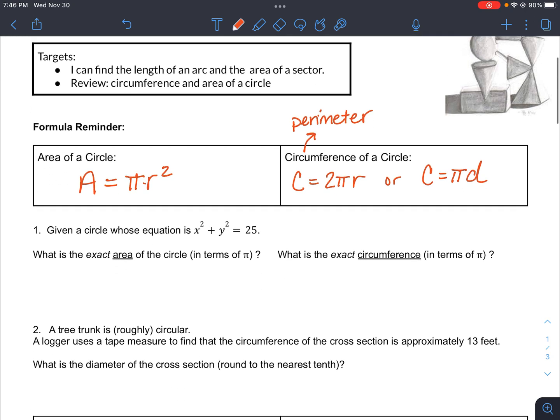All right, so pulling in some stuff we did from the last unit, giving you the equation of a circle, x squared plus y squared is equal to 25. A little bit of review here, pull out the center and how much is the radius. So write that stuff down. And then if you're comfortable, go ahead and get the exact area of the circle in terms of pi and the circumference of that circle in terms of pi.